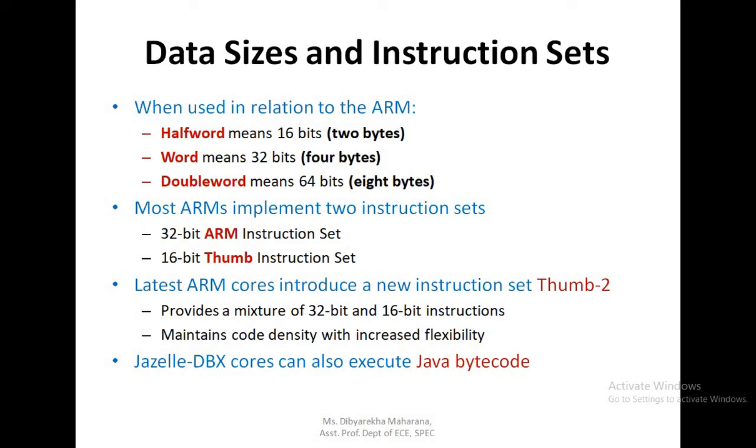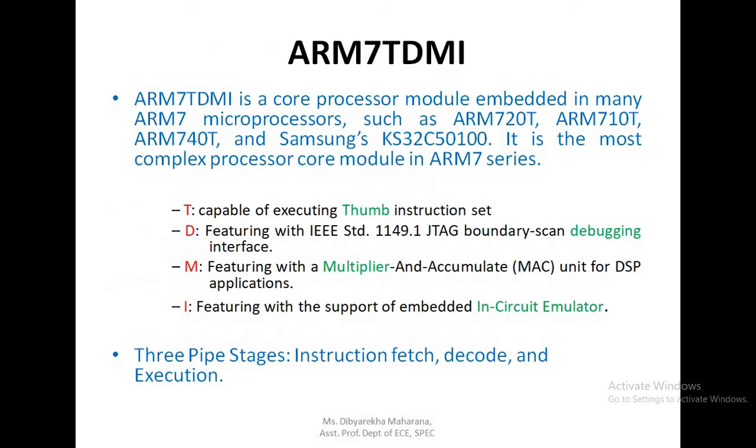The latest ARM cores introduce a new instruction set, Thumb2, which provides a mixture of 32-bit and 16-bit instructions. It maintains code density with increased flexibility. Jazelle DBX cores can also execute Java bytecode.